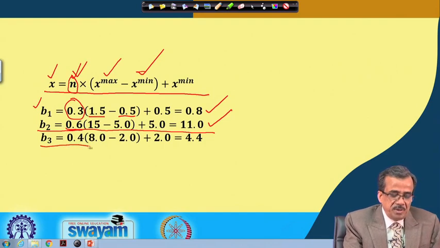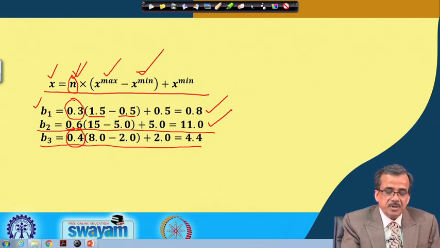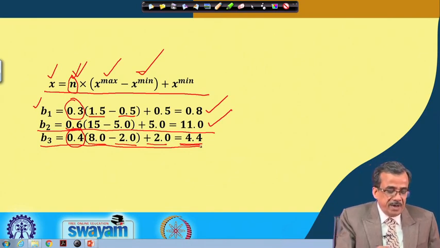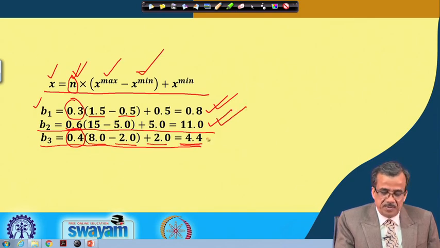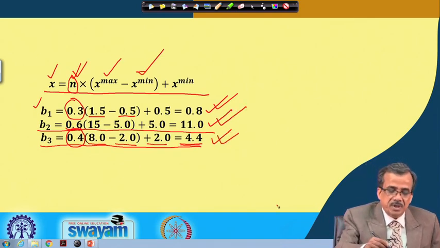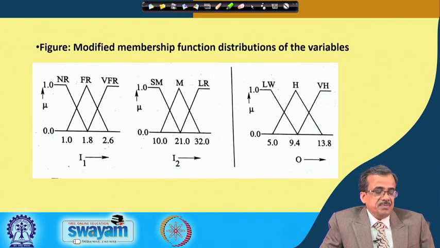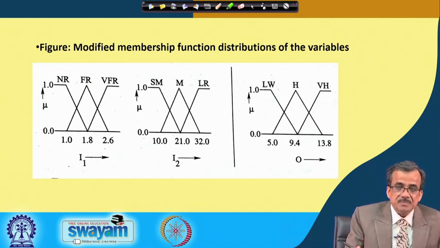Similarly, for b3, we can find out the real value. So, n is the normalized value 0.4, b3 maximum is 8.0, b3 minimum is 2.0 and plus b3 minimum 2.0, and if you substitute we will be getting 4.4. So, the real value for b1 is 0.8, b2 is 11.0 and b3 is 4.4. Now, using these real values, we can modify the membership function distribution. So, the modified membership function distribution will look like this.